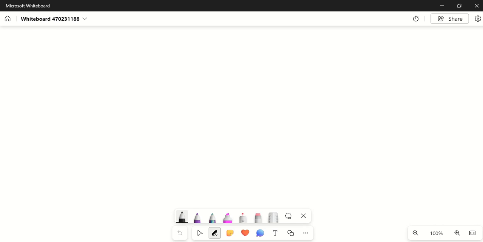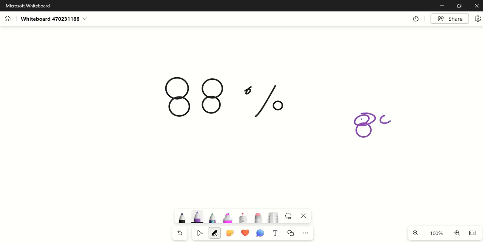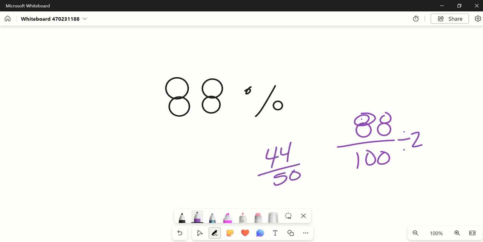So for example, if you're trying to find 88% of a number, you can do two things. You can write this as a fraction, which would be 88 out of 100. Divide them by 2 to simplify down. That'd be 44 out of 50. And I think I can still divide by 2 again, which would then make this 22 out of 25. And I think that's the simplified fraction there.